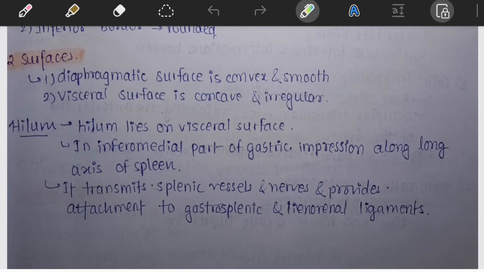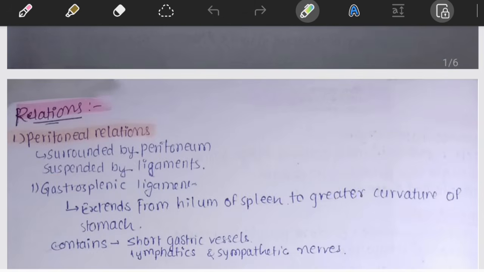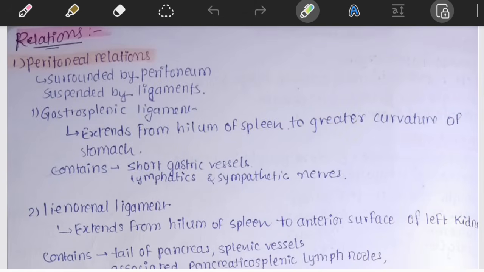Now let's answer the important question: how is the spleen held in its position? The spleen is essentially intraperitoneal, covered by peritoneum except at the hilum, but it doesn't simply float inside the abdomen. It's suspended by important peritoneal ligaments. Let's see. First, the gastrosplenic ligament. Stomach plus spleen. The name suggests that it extends from the hilum of the spleen to the greater curvature of the stomach, and it contains short gastric vessels, lymphatics, and sympathetic nerves.